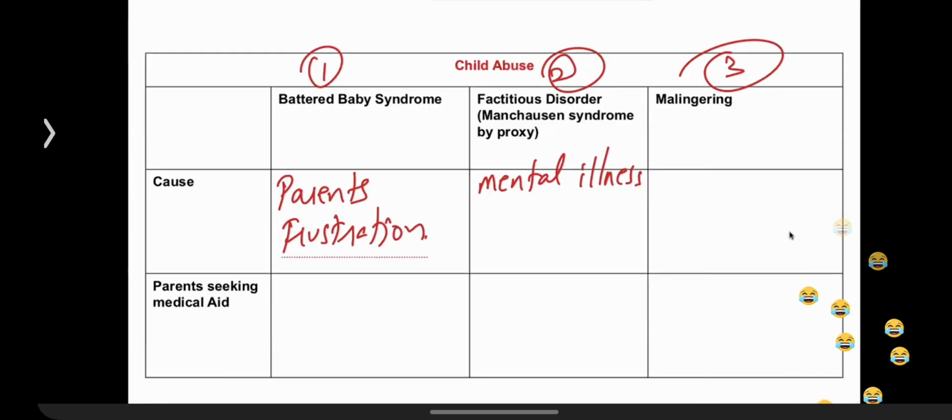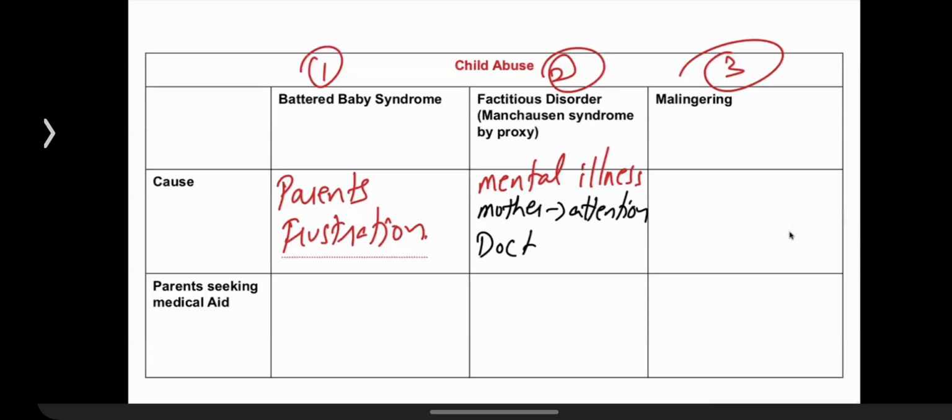Here the mother wants attention from the doctor. Mother loves doctors. Mother produces illness in the child. Malingering is because of some financial motive, like getting the health insurance, etc.